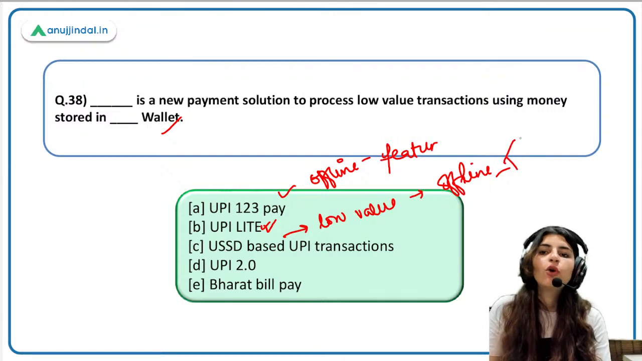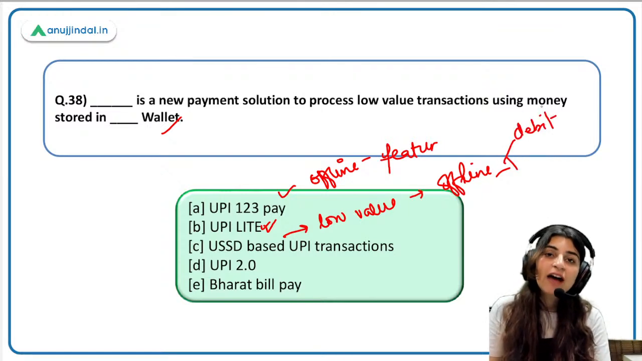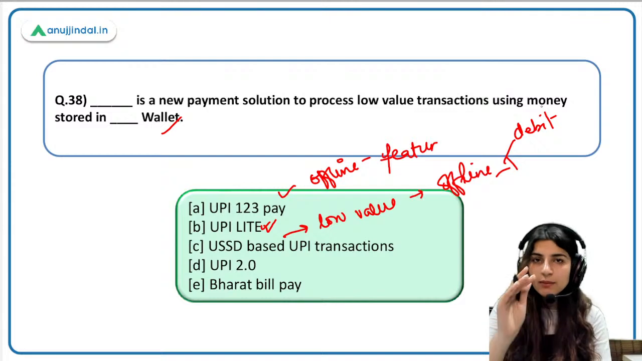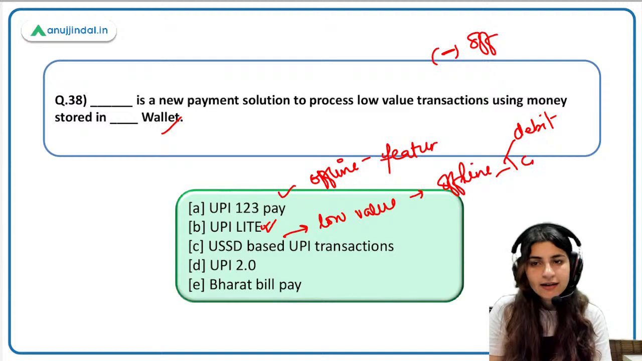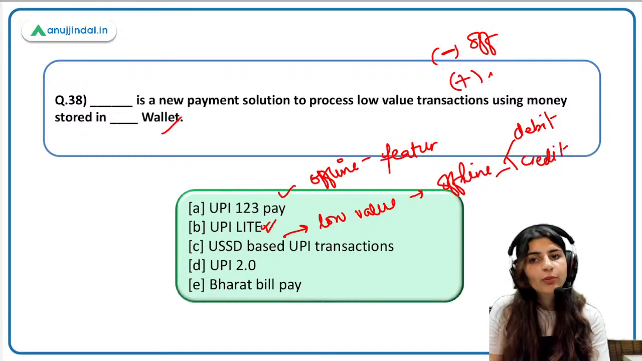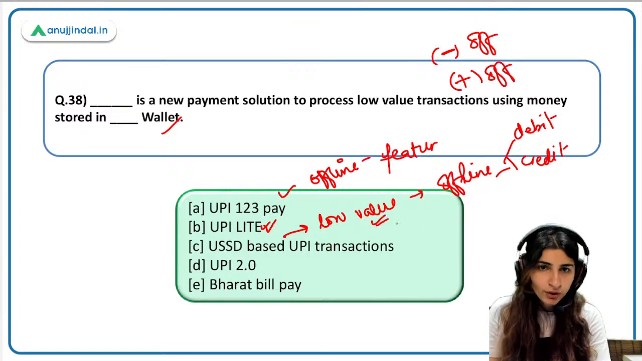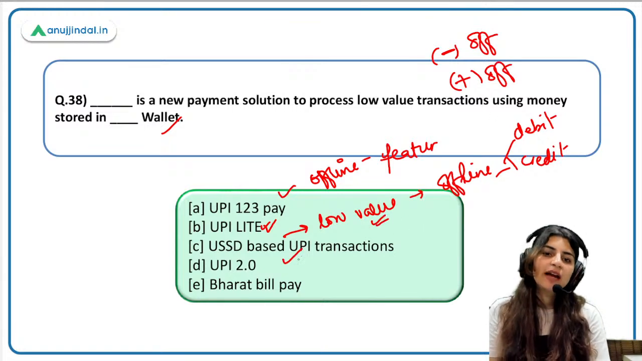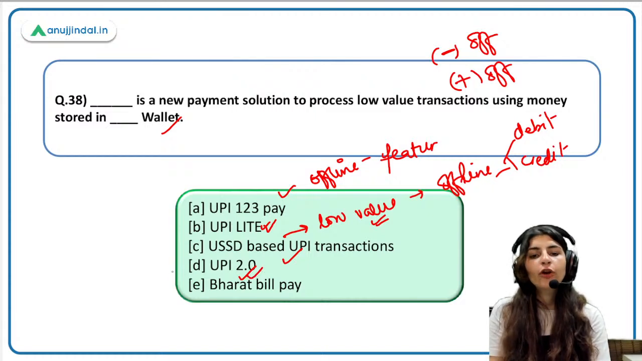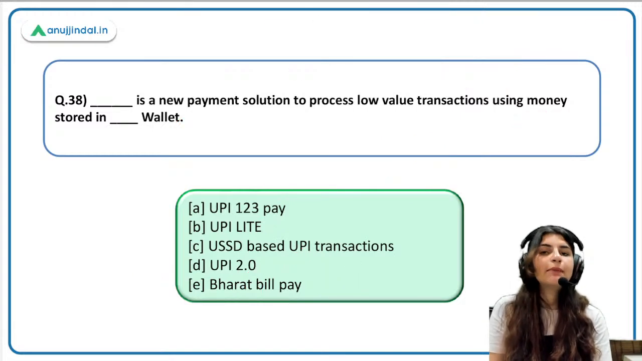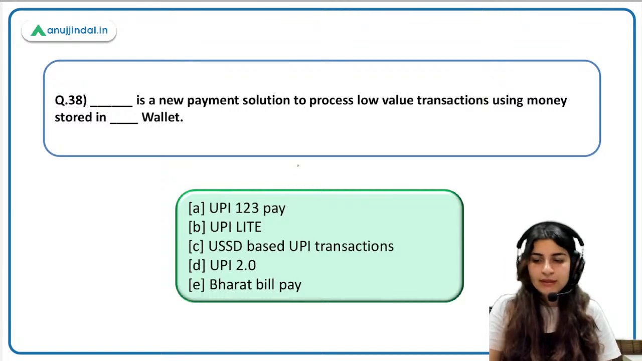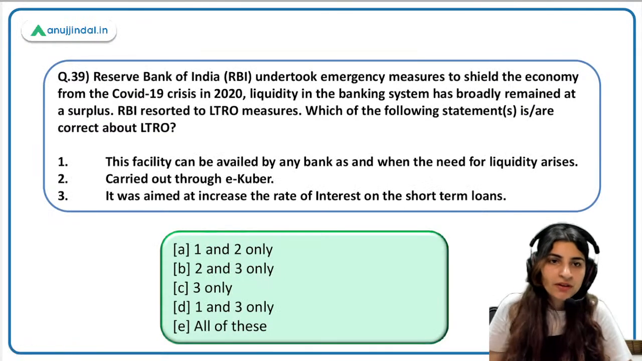Initially it was only for debit transactions, which means if I have to debit my account, तो offline हो जाएगा. But further credit transaction के लिए भी आया था, which means if I have to receive any money, credit कराना है अपना account तो भी वो offline हो जाएगा. This was done in phase 2. Then USSD based UPI transactions भी UPI का पार्ट है. UPI 2.0 UPI के बाद ही आया था. भारत bill payments के लिए होता है. Okay, accessible anytime solution for bill payment के लिए भारत bill payment operating system.